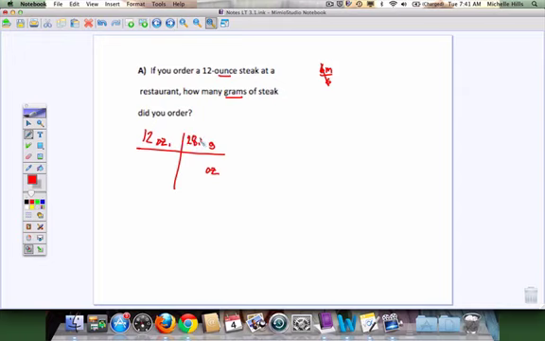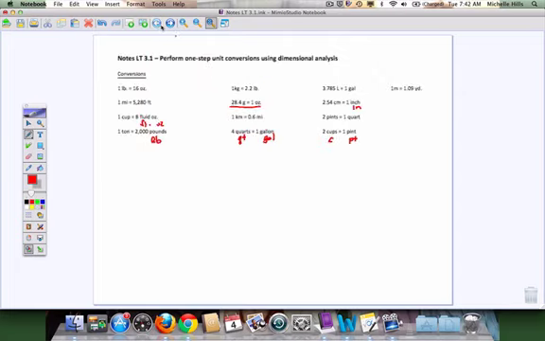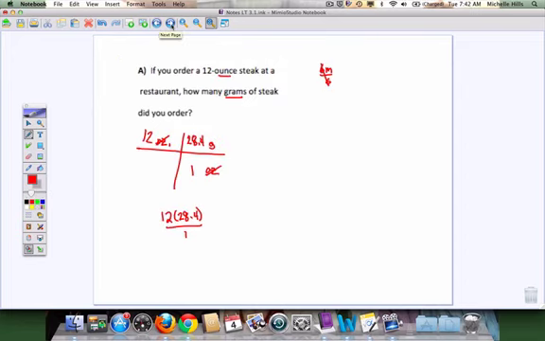28.4 grams is equal to 1 ounce. You need to show that you're canceling your ounces units. What's left is grams. And then the calculation you're going to show is 12 times 28.4 and then divided by 1. So 12 times 28.4. Now the directions will also say to round your answers to the nearest hundredth if necessary. We don't need to worry about it here, but we might need to later. So 12 times 28.4 divided by 1 is 340.8 grams for my final answer.